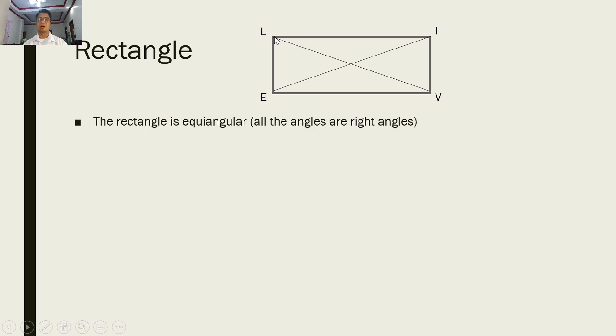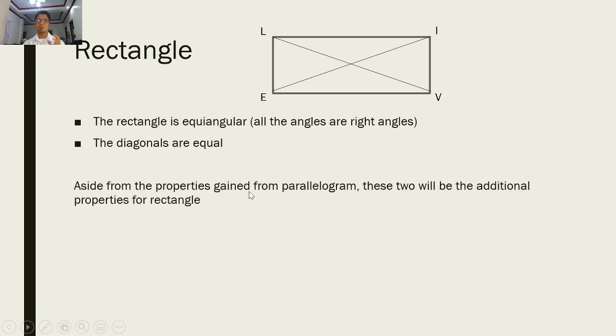diagonals here, what we will notice is that the diagonals are equal. Whatever the measure here, that will also be the measure here. So when they intersect, based on our definition or property of a parallelogram that they bisect each other, the lengths from L to the intersection, from the intersection to V, from the intersection to I, and from the intersection to E are all equal. So they will all have the same measure, based on our properties of a parallelogram.